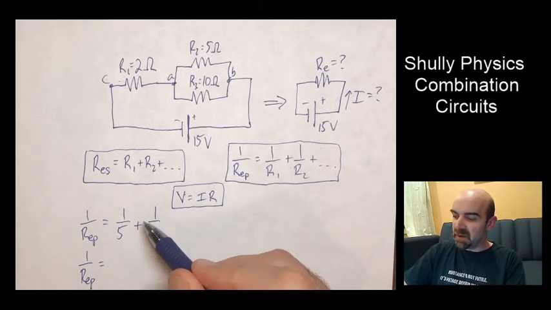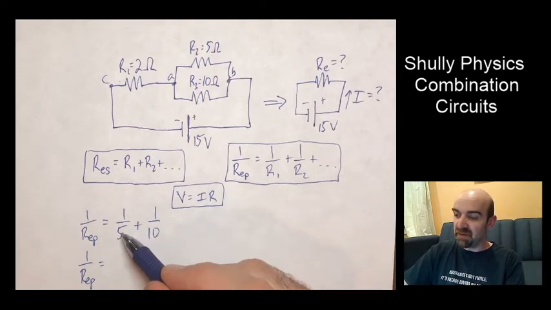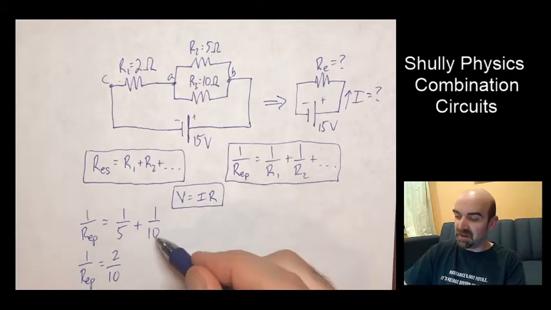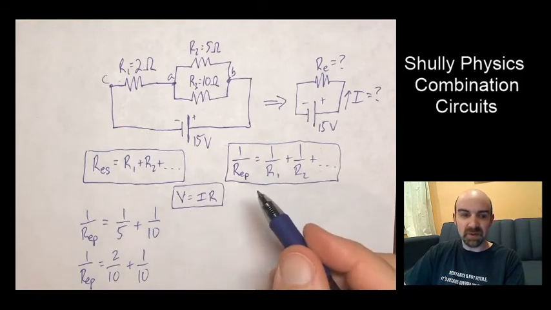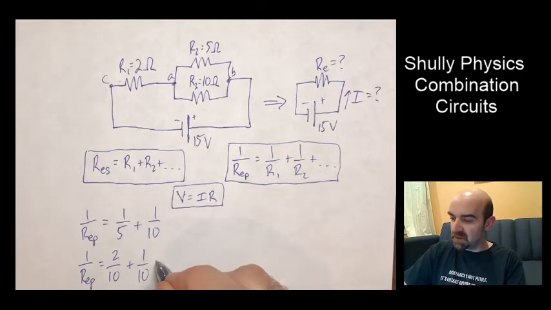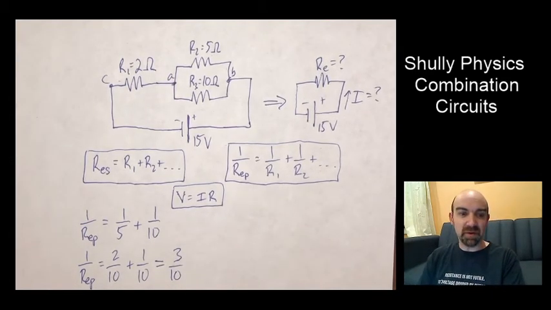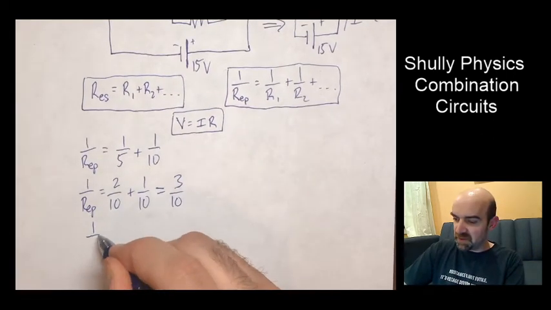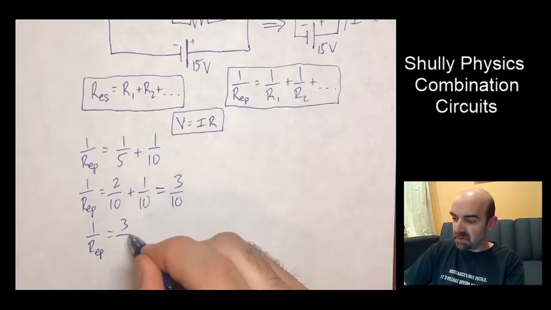I think you're going to be reminded in a second that it's not very hard. A common denominator: what do 5 and 10 both go into? They both go into 10. 5 goes into 10 twice, so 1/5 is the same as 2/10. And 10 goes into 10 once, so we keep it as 1/10. So 1/10 plus 2/10 is 3/10. There it is. So we get 1 over the equivalent resistance of those parallel resistors, and I'll finish our math problem here, equals 3/10.